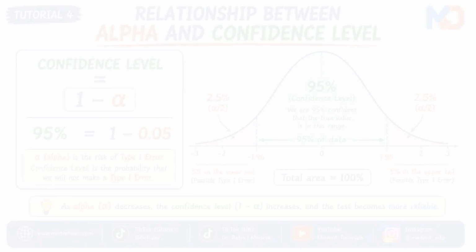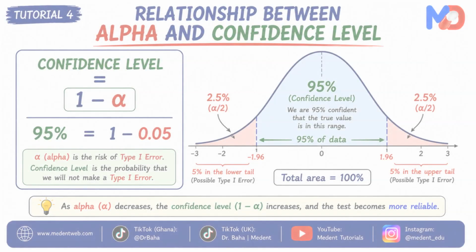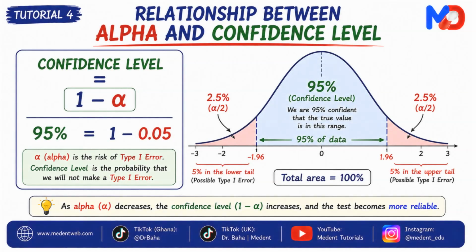What then is the relationship between alpha and confidence level? Now, alpha is directly related to the confidence level. The confidence level is calculated as 1 minus the alpha. For example, when alpha equals 0.05, the confidence level is 95%.